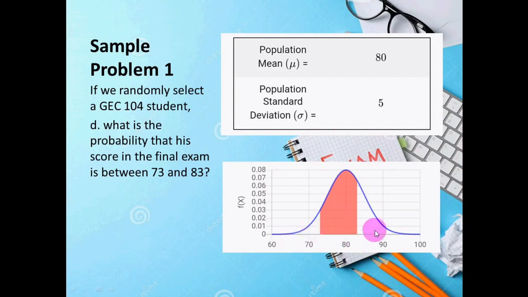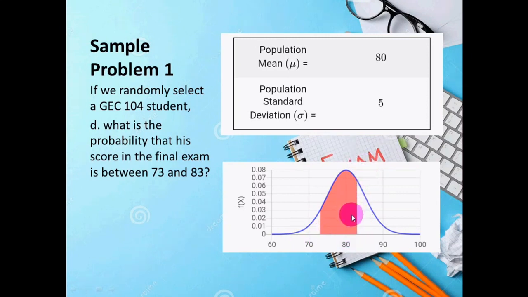So to compute this shaded region, we have to compute the area to the left of 83. So all the area to the left of 83 minus the area to the left of 73. So we have to subtract this region because this is not part of the shaded region. So pag subtract natin yan, ang matitira na lang is the area between 73 and 83.